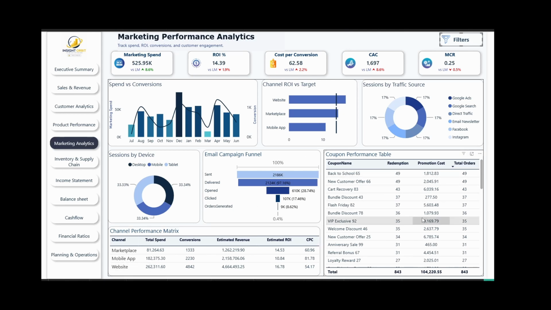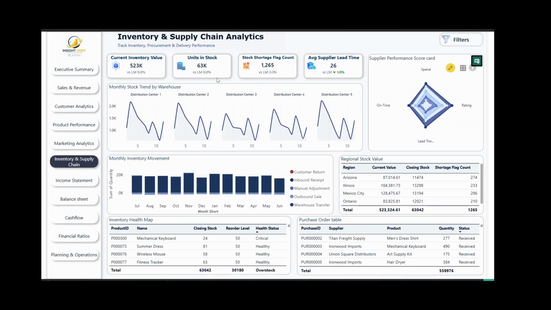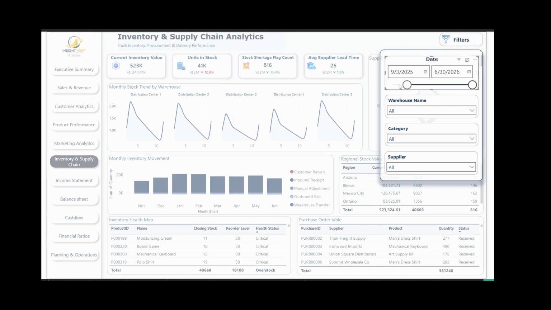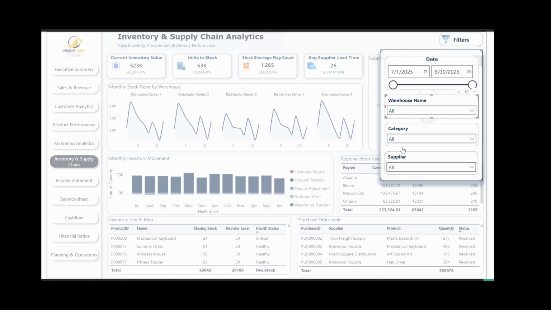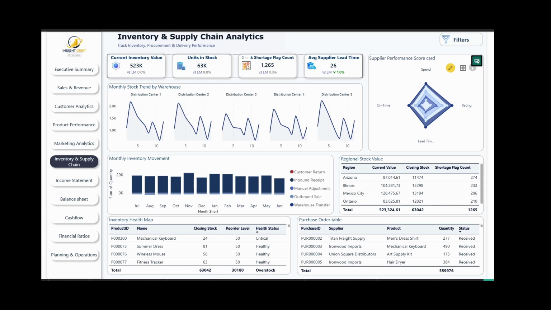Now let's move to the inventory and supply chain dashboard. This page focuses on the operational performance and helps the business maintain healthy inventory levels. At the top of the page, users can filter the information by date, warehouse, and product category, and these slicers help the operational teams analyze the inventory performance from different perspectives. The first section shows the important KPIs: the current inventory value, units in stock, stock shortage flag count, and average supply lead time. These metrics provide a quick understanding of the inventory health.